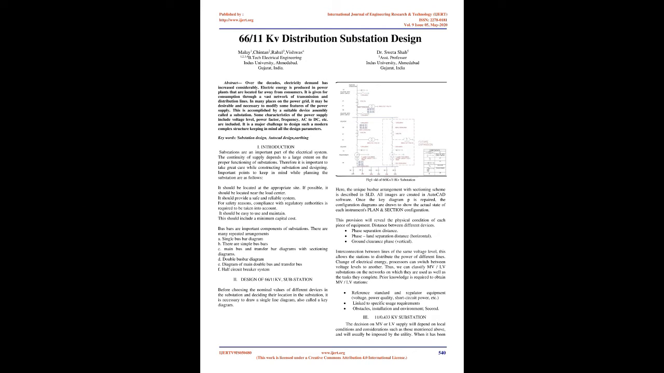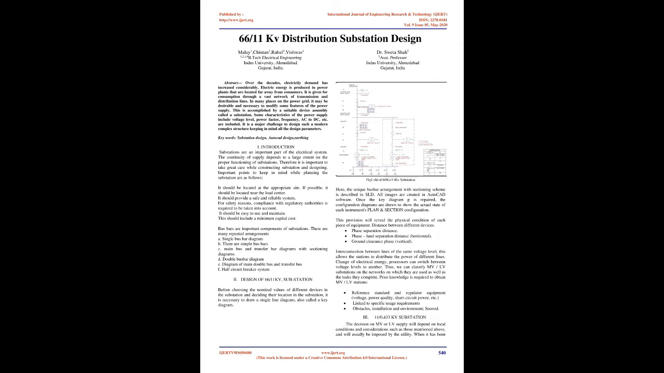2. Design of 66/11 kV substation. Before choosing the nominal values of different devices in the substation and deciding their location, it is necessary to draw a single line diagram, also called a key diagram. Fig. 1: SLD of 66 kV/11 kV substation. Here, the bus bar arrangement with sectioning scheme is described in the SLD. All images are created in AutoCAD software.